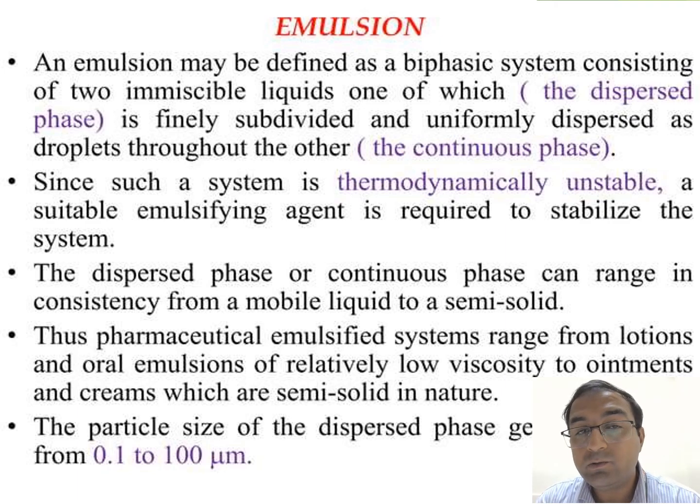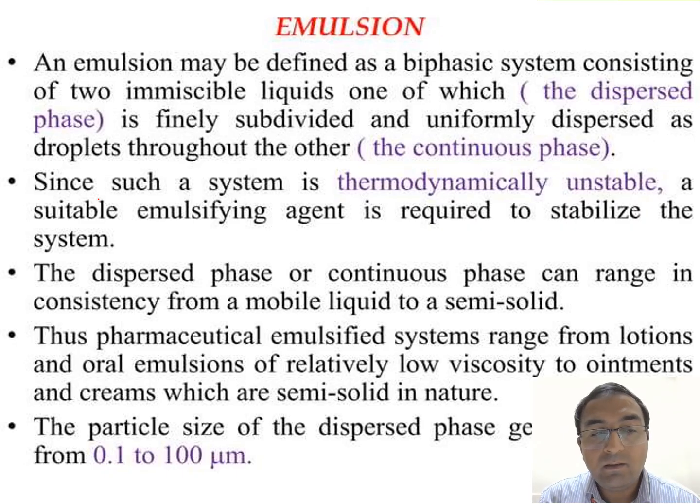So it clearly shows that emulsion is biphasic in nature. This is the first thing. Second, both the phases are immiscible in nature. So we need an emulsifying agent in some cases to make a proper blend. Another thing is, as you can see here, such a system is thermodynamically unstable.